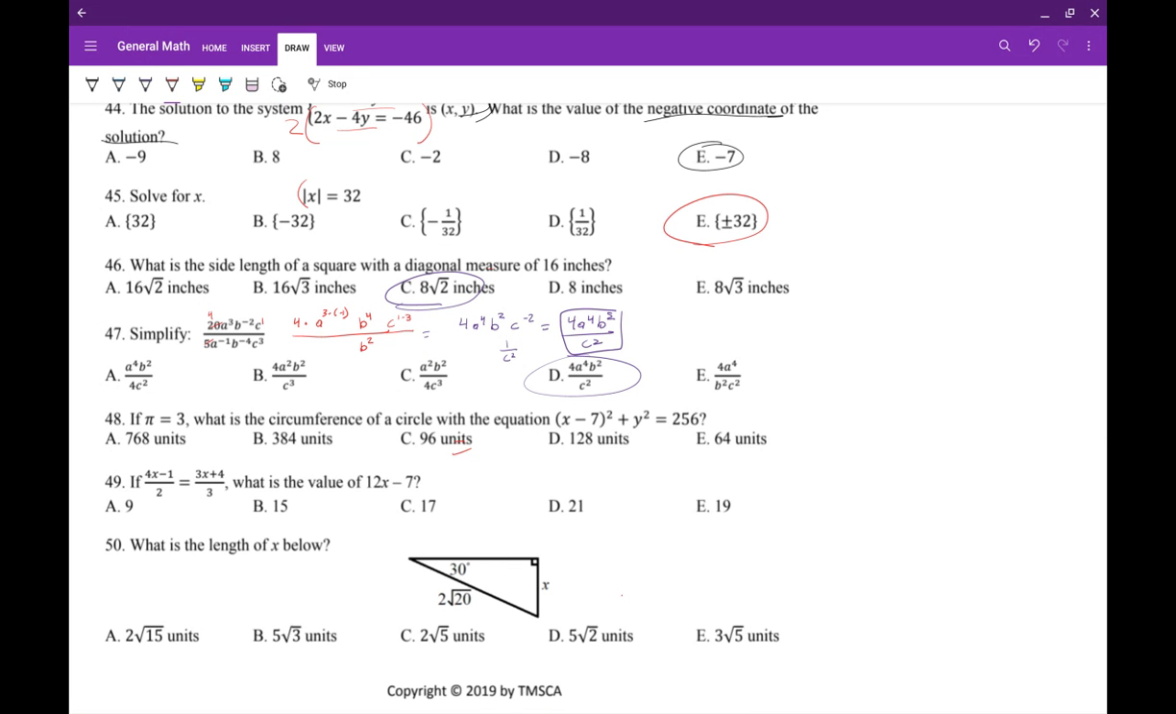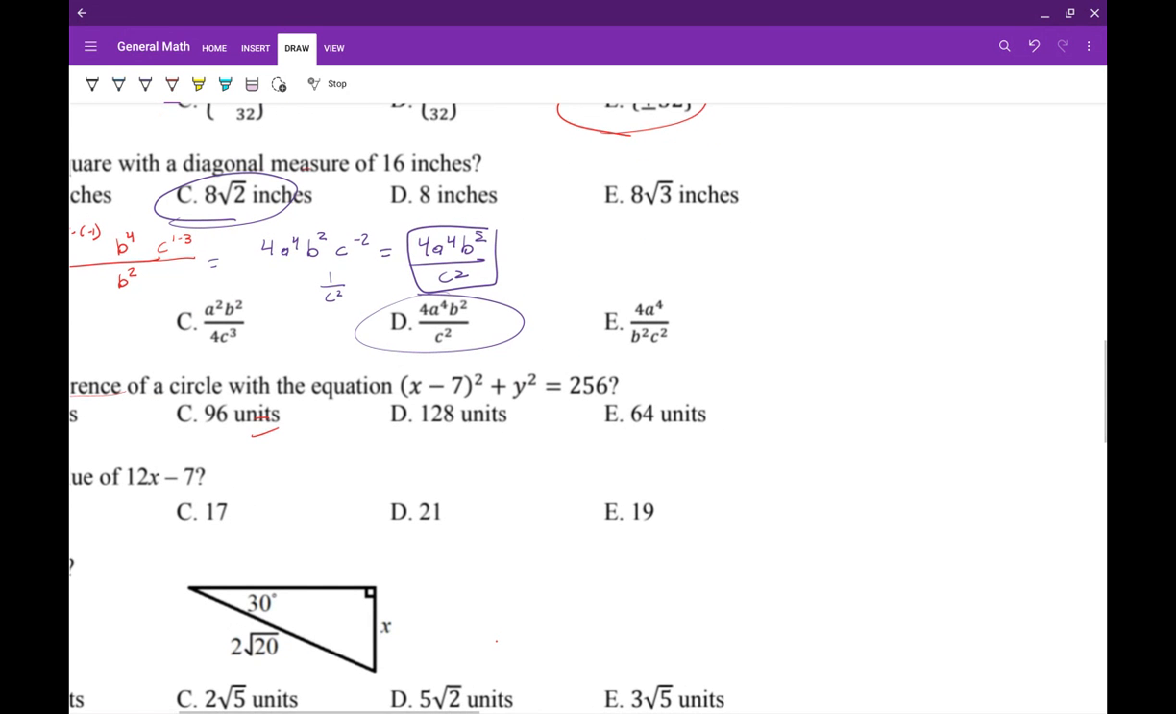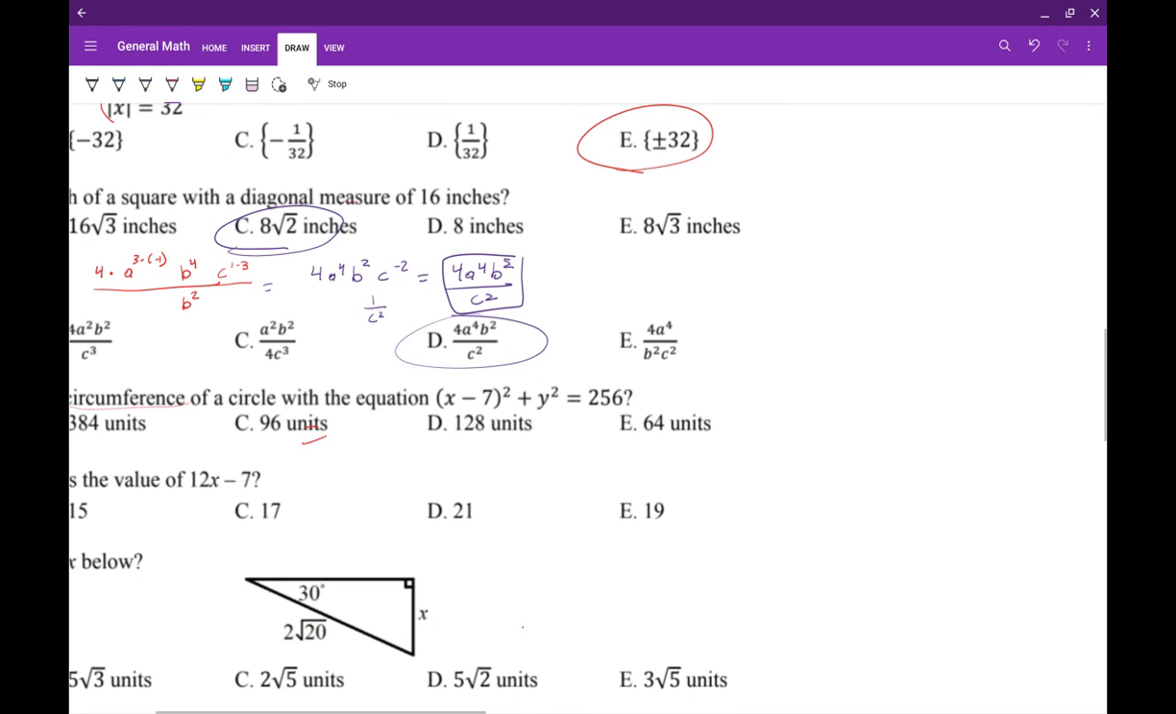So it's saying pi is equal to 3 just to make it easier for us. It's asking for the circumference. This equation, (x - 7)^2 + y^2 = 256, is resembling the standard form of a circle equation.